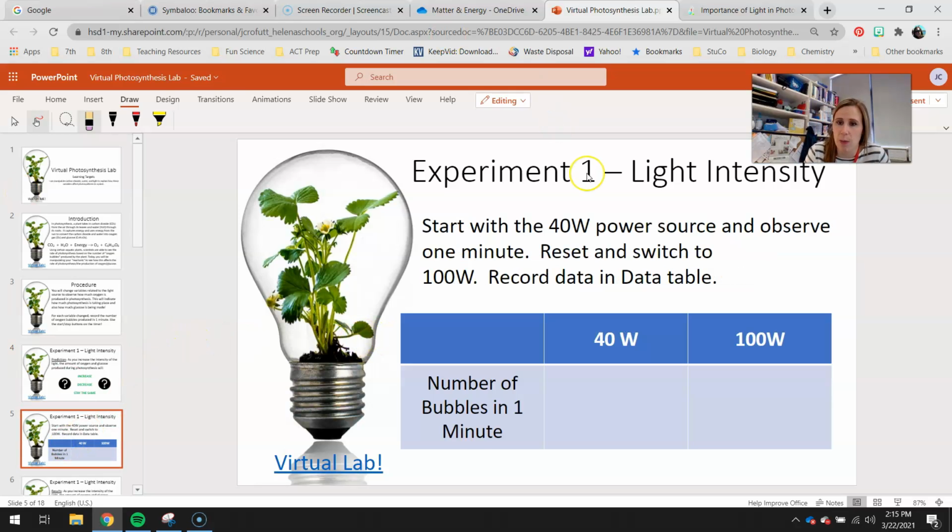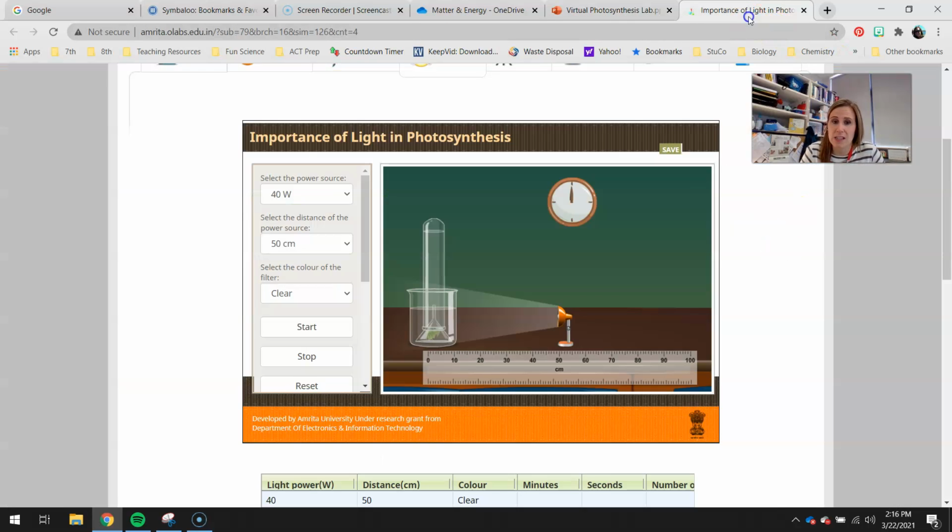Start with the 40-watt power source and observe for 1 minute. Reset and switch to 100-watt. Record the data in the table. So remember, you are counting the number of little oxygen bubbles you see in 1 minute. So if you see a lot of oxygen bubbles, that means that light source is great. Photosynthesis is working very effectively, and you are producing a lot of oxygen and a lot of glucose or food for that plant.